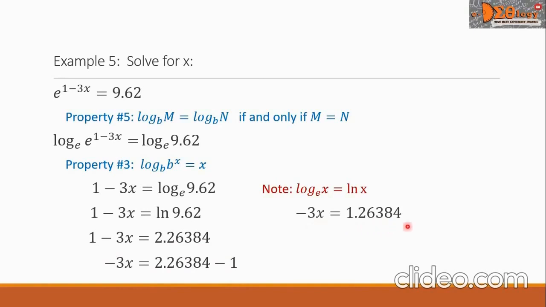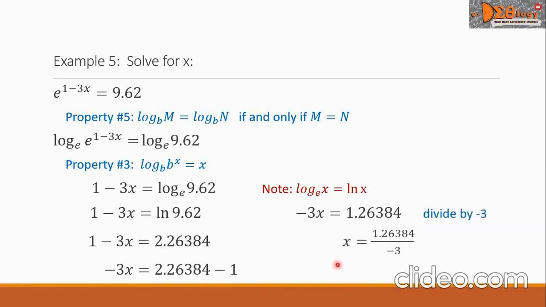1.26384. And to make the coefficient of x equal to 1, we're going to divide the equation by the coefficient of x, which is negative 3. And if we do that, the negative 3 here will cancel out. So we have x equals the 1.26384 divided by the negative 3. And we can now simplify this into negative 0.42128. And this is the value of x that we are looking for. This is our final answer.